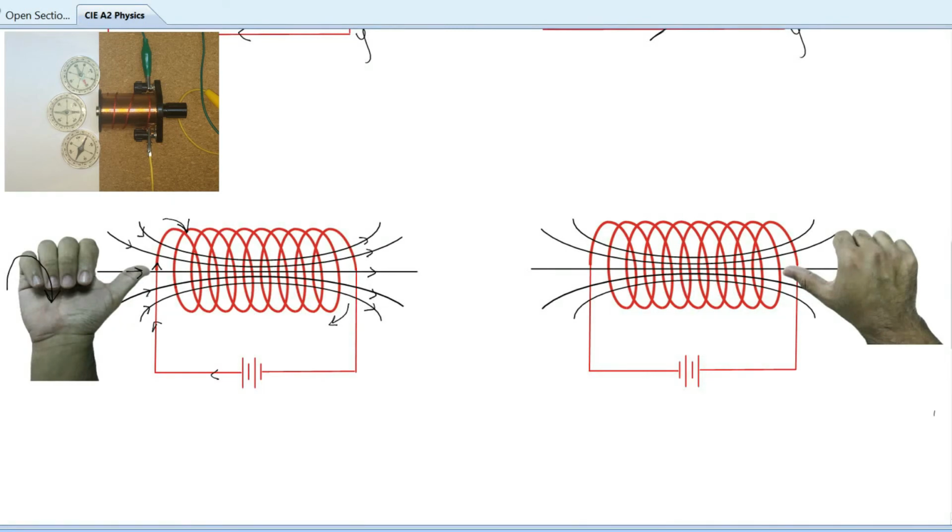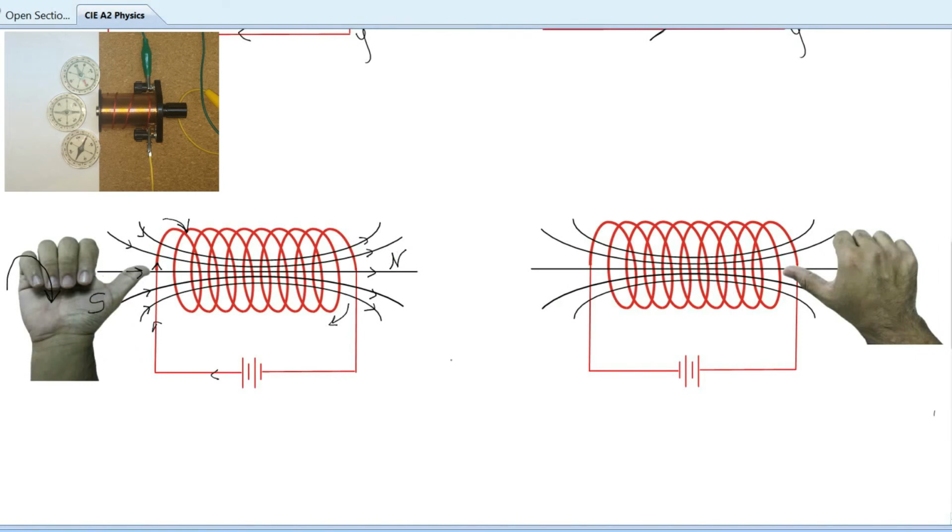But how can you determine the north pole and the south pole of the solenoid? That's very easy. If you remember, from a bar magnet, the magnetic field is always pointing away from the north pole and into the south pole. So the right side, where the magnetic field is going out of the solenoid, is the north pole of the solenoid, and the other side is the south pole of the solenoid.